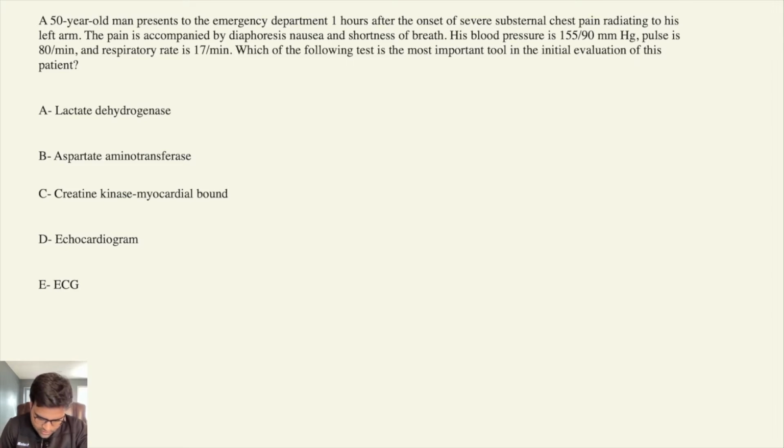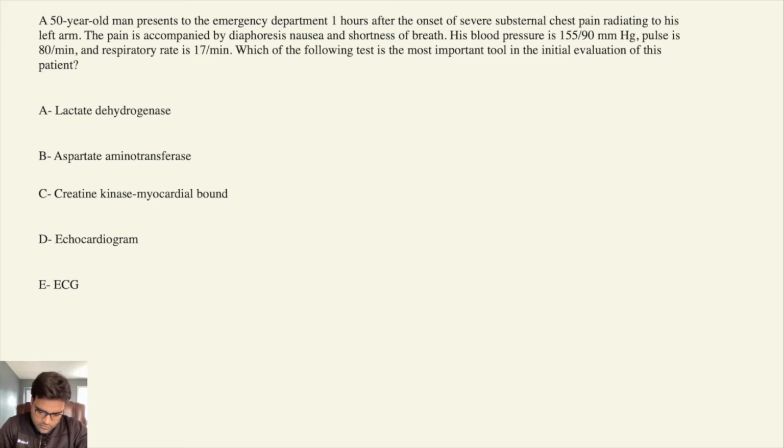So we have a 50-year-old man who presents to the emergency department 1 hour after the onset of severe substernal chest pain radiating to his left arm. The pain is accompanied by diaphoresis, nausea, and shortness of breath. His blood pressure is 155 by 90 millimeters of mercury, pulse is 80 per minute, and respiratory rate is 17 per minute. Which of the following tests is the most important tool in the initial evaluation of this patient?